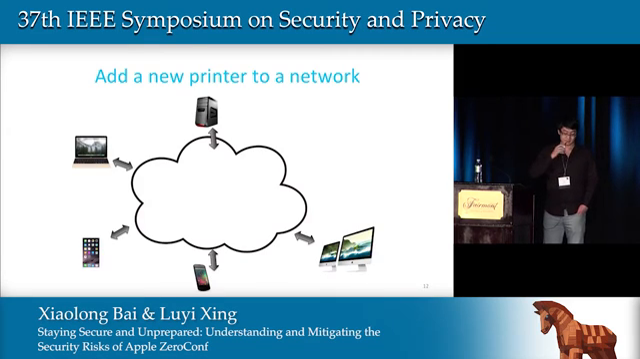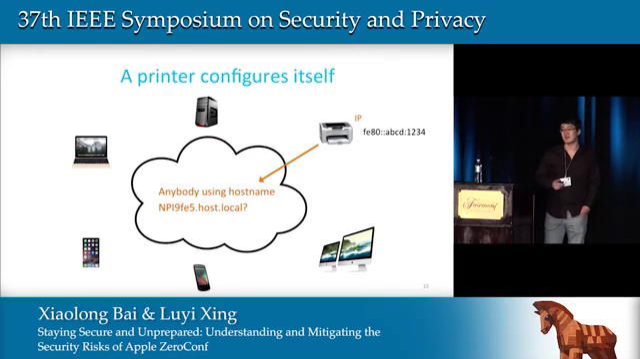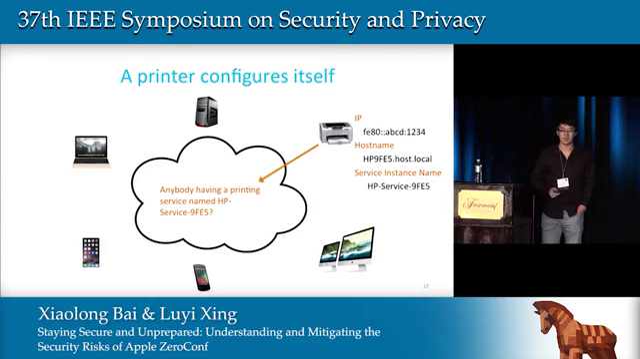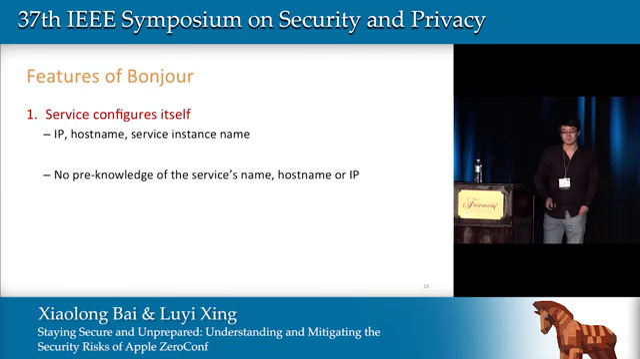So you want to know how. Take an example. Say you want to add a printer to a network. Following the Bonjour protocol, the printer configures itself by asking a couple of questions to the network. The first one, is anybody using this IP? If no, the printer will take this IP. Second, is anybody using this host name? If no, the printer will take this host name. Also, the printer configures its service instance name if that's unique in the network. So the printer finished configuring itself.